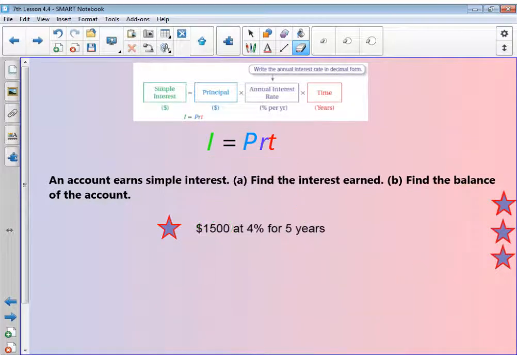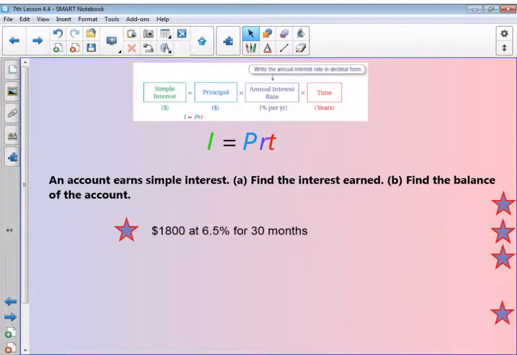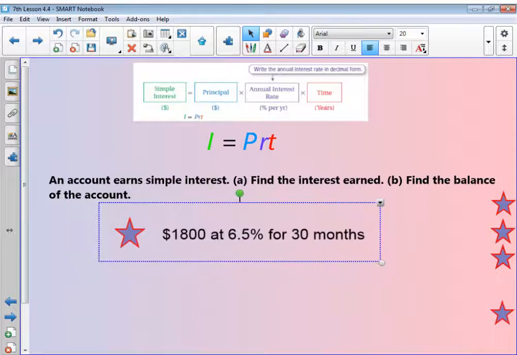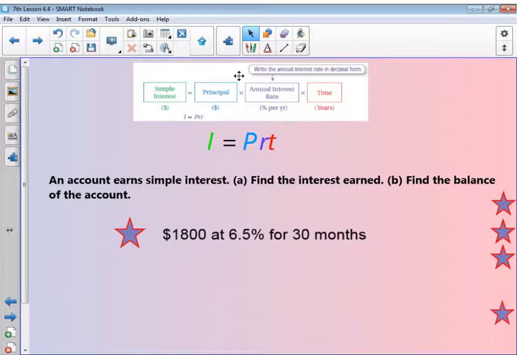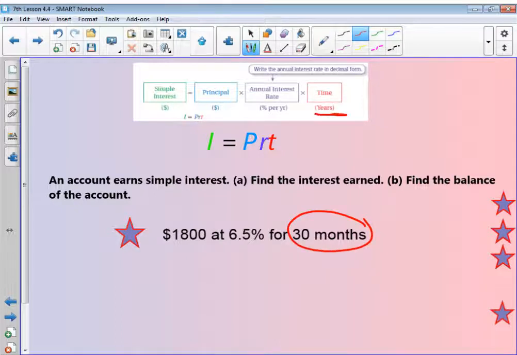Okay, so let's try another one. We have $1,800 at 6.5% interest for 30 months. Here's where it's a little bit different. Remember, we need to use years, so we need to convert that 30 months into years. To do that, we divide by 12. 30 divided by 12 gives me 2.5. So instead of using 30 months, we're going to use 2.5 years.